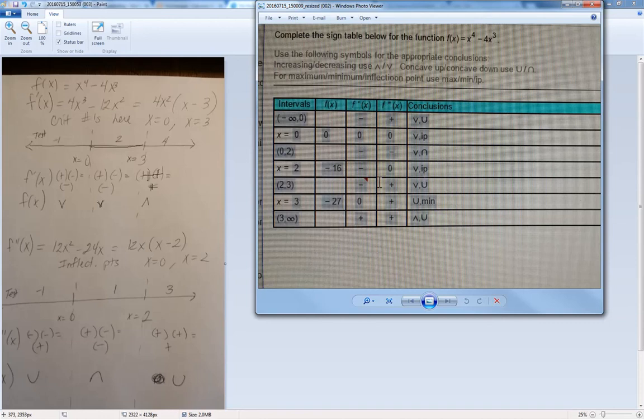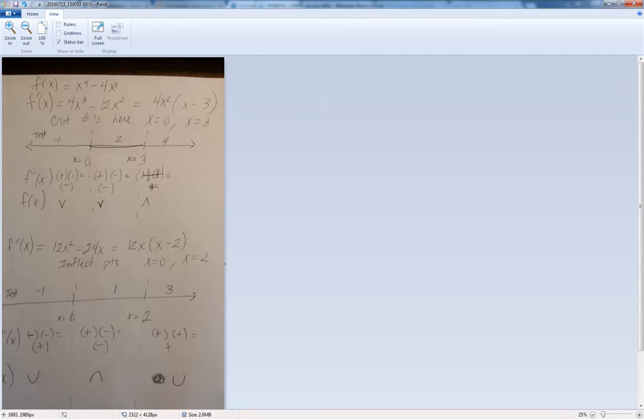If I plug in -1 into my second derivative, I like the factored form, I go 12 times -1 is a -12, so I put down my negative here. Then if I plug in a -1 into the set of parentheses, -1 minus 2 is still a negative, so I'd have a negative times a negative, which gives you an overall positive second derivative. Well, we've learned that if your second derivative is positive, that means your function f is concave up. So I've got it concave up from -infinity to 0.